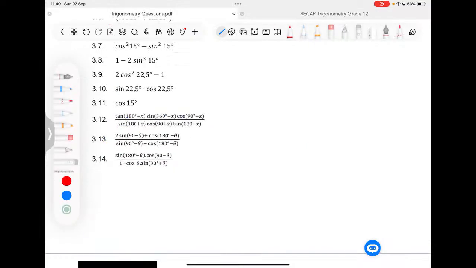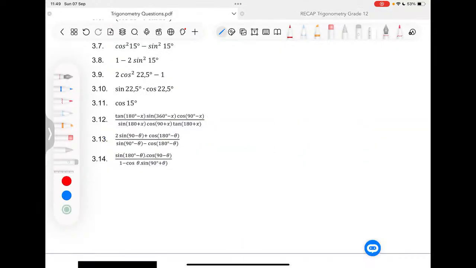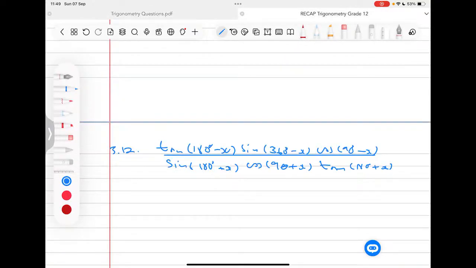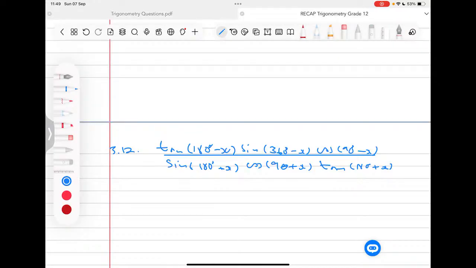So just to double check, tan, sine 90 plus 90, and then 180 plus x. Okay. 180 plus x. Right. Now, if you look at this problem, it requires us to know our reduction formulae.